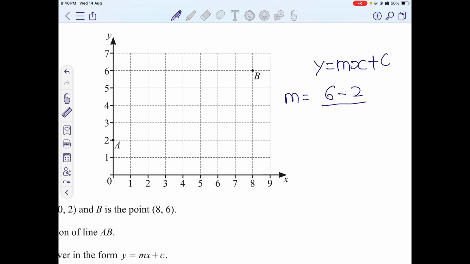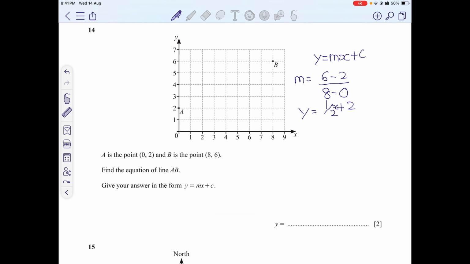So take change in y and change in x. X is 8 for B point and for A it's 0 here. So the gradient would be 6 minus 2 is 4 over 8. So the gradient is half. The y-intercept is basically, if there's a line between A, B, where would it touch the y-axis? As you can see, it is touching at point A, which is 2. So I can just say plus 2. So half x plus 2. So my equation would be half times x plus 2.